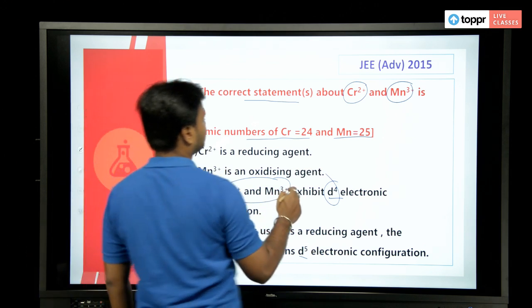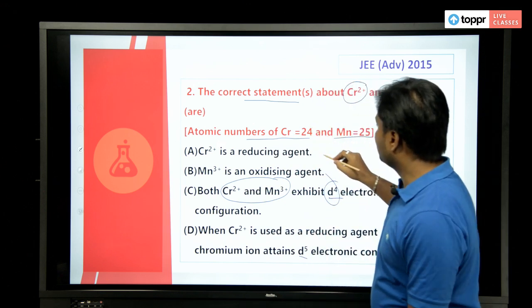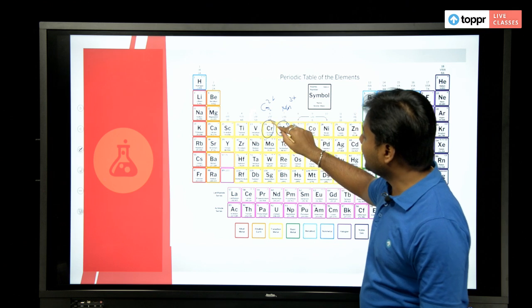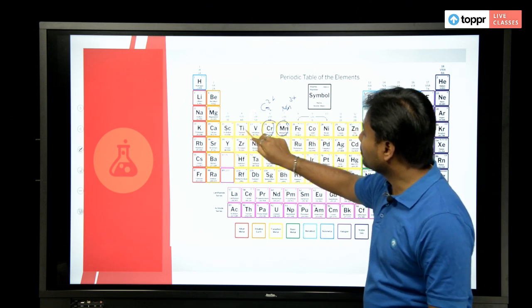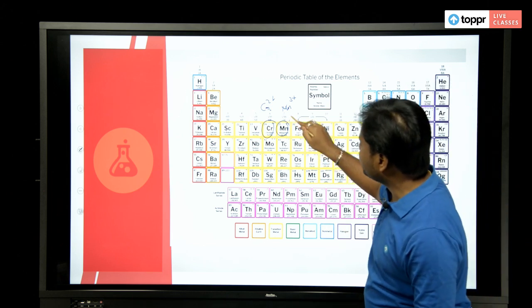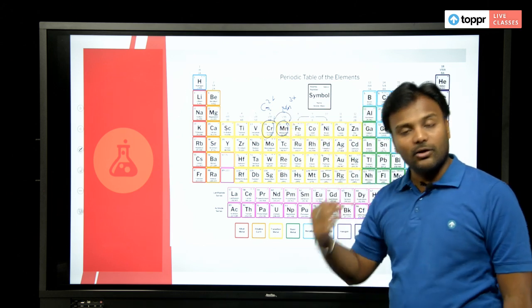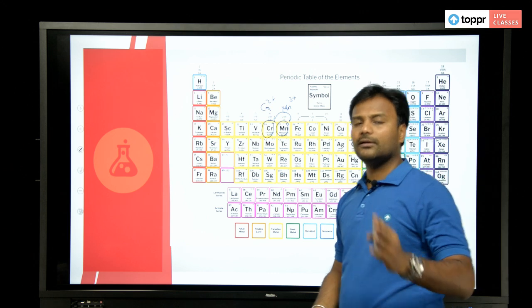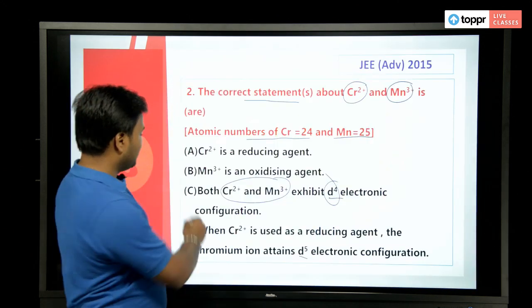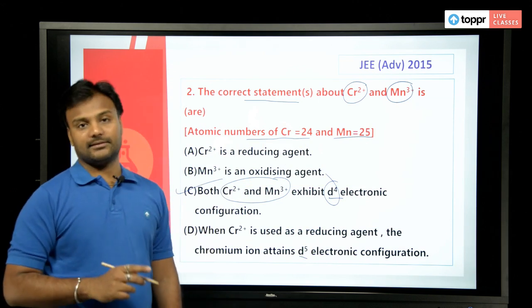Then, so loss of 2 electrons, so it leads to 1, 2, 3, 4. Yes, here also manganese attains, it also has 4 electrons. That is d4 electronic configuration. That means option C is correct.